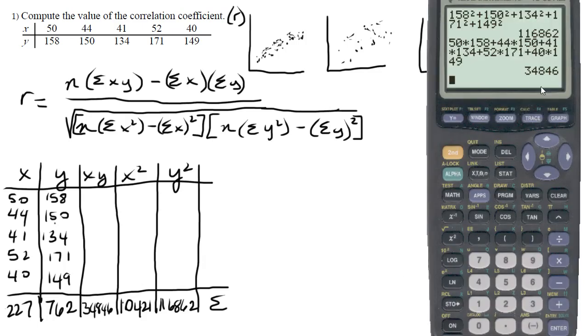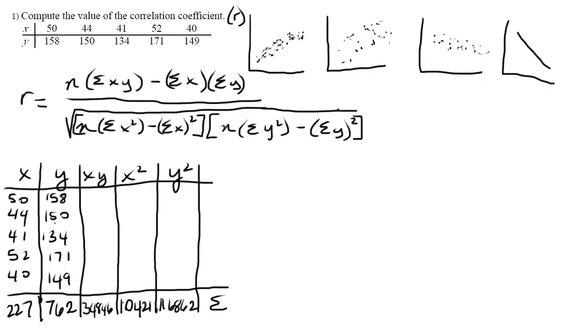Okay, let me look at that. 34846. Okay, so I have all of my sums. Now I'm going to put them into this formula to find R. All right, let's see. So n is the number of pairs, right? 1, 2, 3, 4, 5. N is 5.